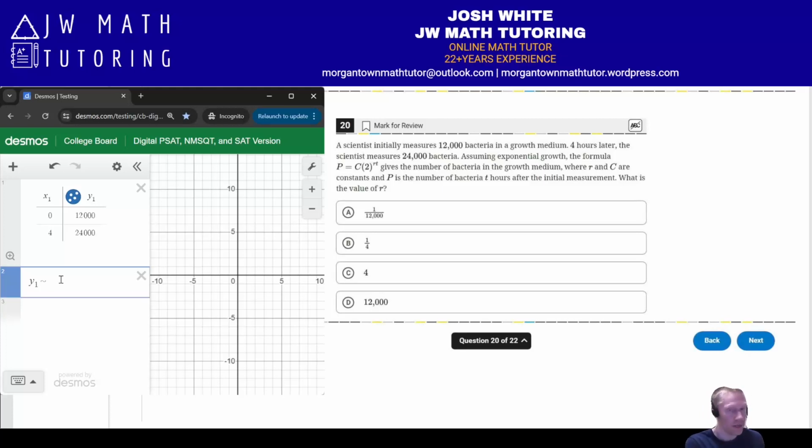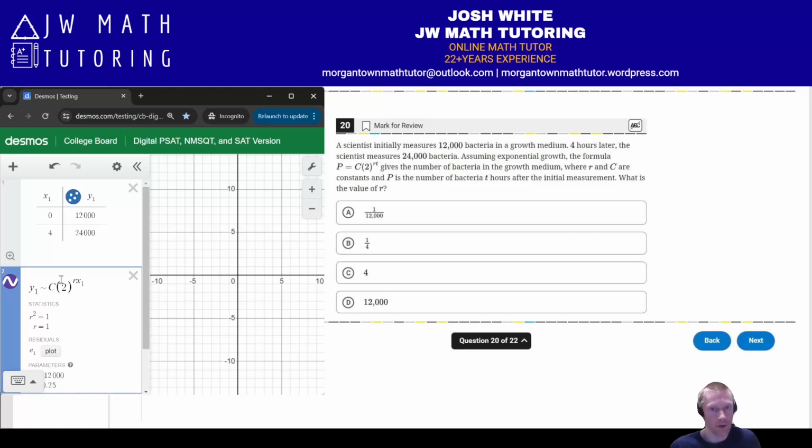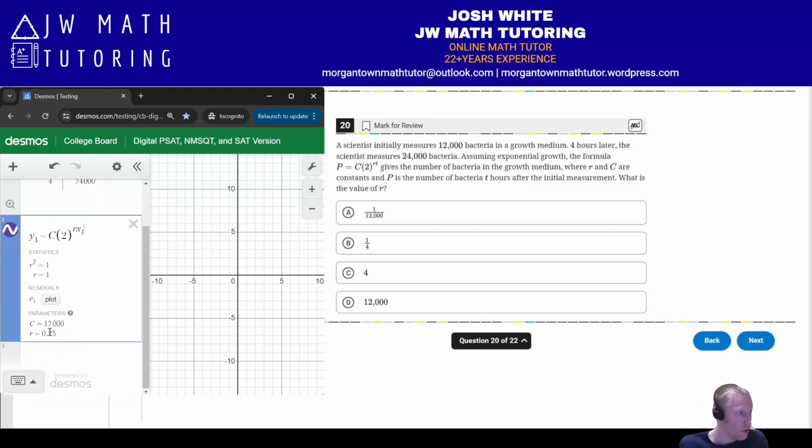Now I can do the exponential regression, and I can use the same format, same letters, except in place of t, I'm going to put x1 because that's the variable I was using to represent the time. And so notice this will give us the value for C, the initial amount. I mean, we already know that it's 12,000, but also, more importantly, it gives us the value for R, which is 0.25. So the correct answer to this one is just letter B, 1/4. And you don't need to do any more work than that. Again, you can figure out the entire question just in Desmos.